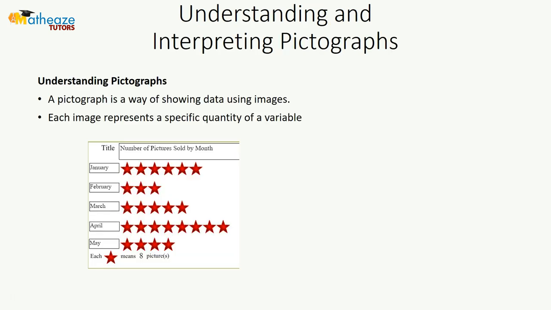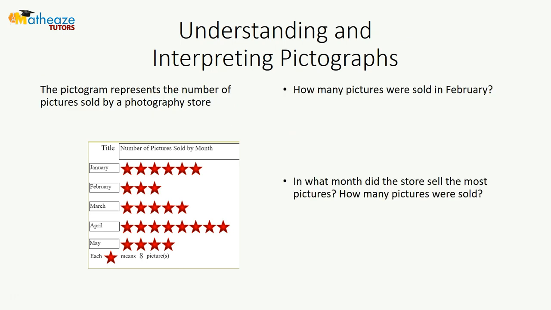So a pictograph is just a way of representing data using images, and each image represents a specific quantity. So if you look at this pictograph here, each star represents 8 pictures, and we're looking at the number of pictures sold by month. So for example, February has 3 stars, so that actually represents 24 pictures. The pictogram represents the number of pictures sold by a photography store.